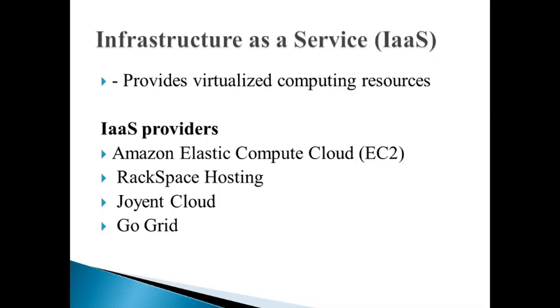Next we see each service one by one. First one is infrastructure as a service, known as IaaS. It provides virtualized computing resources. IaaS providers: first one is Amazon Elastic Compute Cloud EC2. Second is Rackspace Hosting. Third is Joyent Cloud. Fourth is GoGrid.